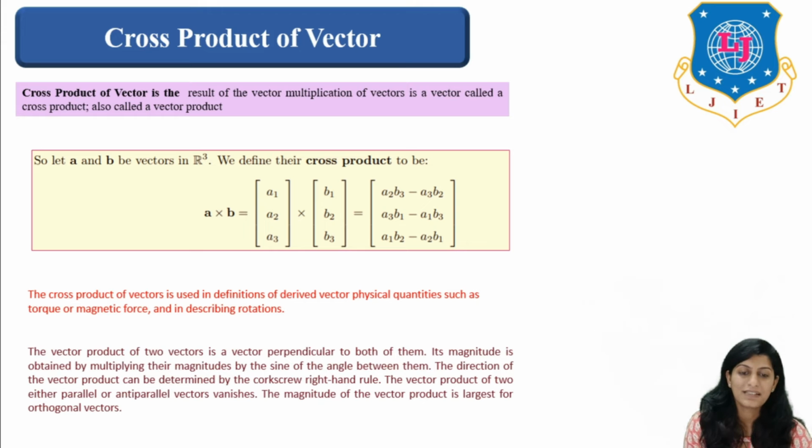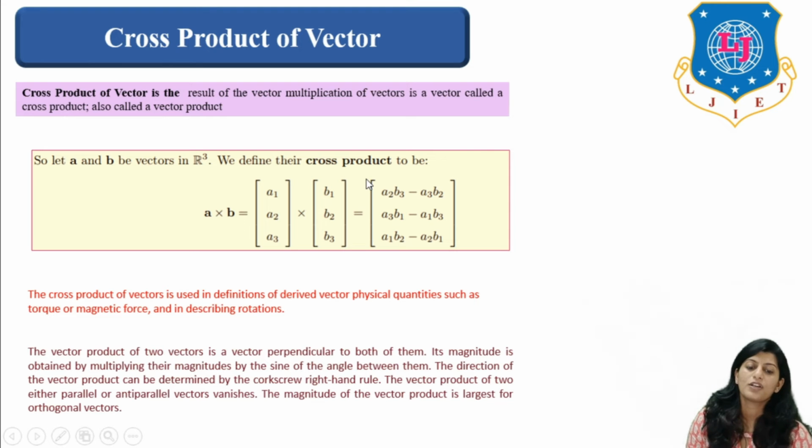Let A and B be vectors in R cube, that is 3 cross 1. So this is R cube form. We define their cross product to be A cross B. So just define it as A1, A2, A3 and B1, B2, B3. When you do the cross product, the resultant will be A2 B3 minus A3 B2. In the second term, it will be A3 B1 minus A1 B3. And in the third term, it will be A1 B2 minus A2 B1. Right, so this is the cross product of given vectors.